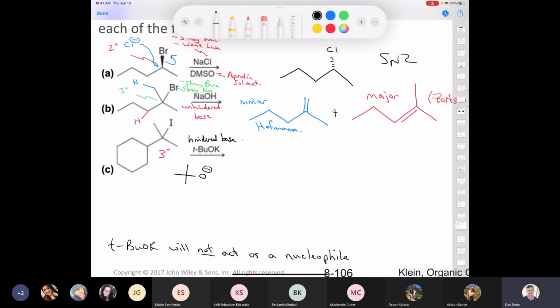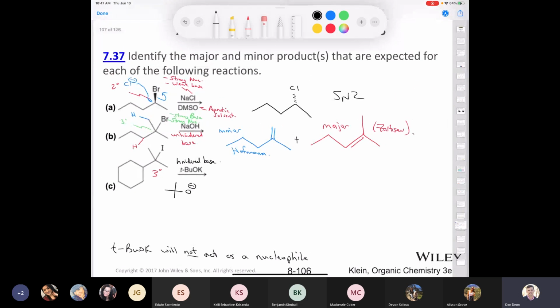So even if you had a primary or a secondary alkyl halide, if you treat it with tert-butoxide, it's only going to give you elimination. It's just too big to do a substitution. So we're only going to get elimination here. Tertiary alkyl halide, strong base, poor nucleophile, but either way, we're only going to get E2. The last one is just E2.